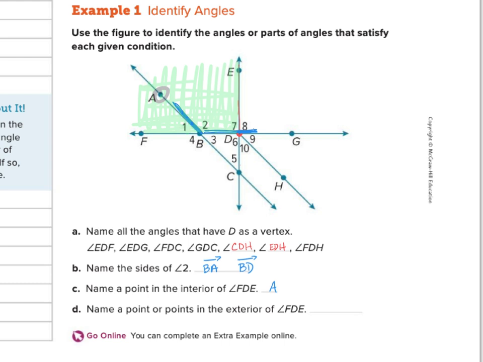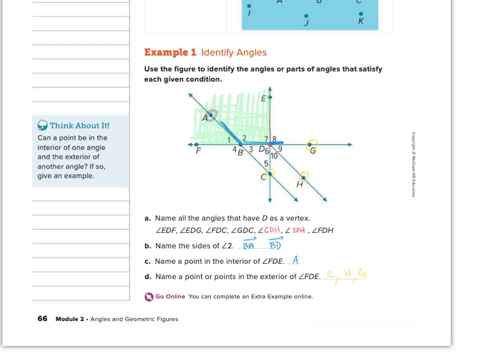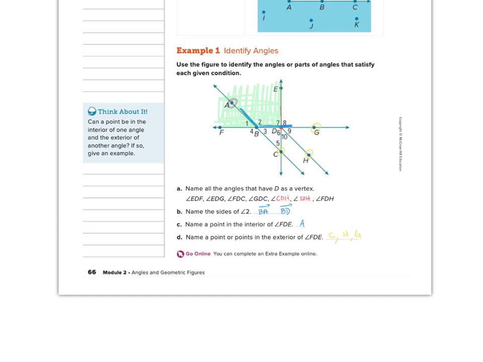And the name of point or points in the exterior of FDE. Well, let's see. Exterior, I could pick C, H, or G. Those would be considered exterior. So C, H, or G would all be exterior points. So just being able to understand the parts, the characteristics, using our definitions.